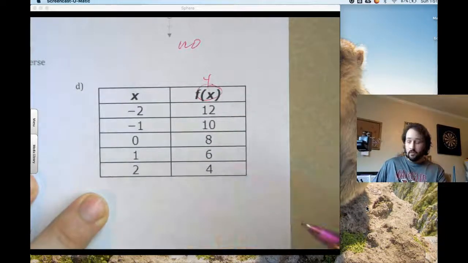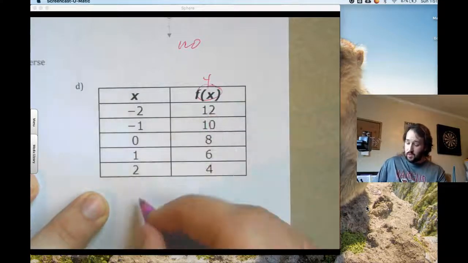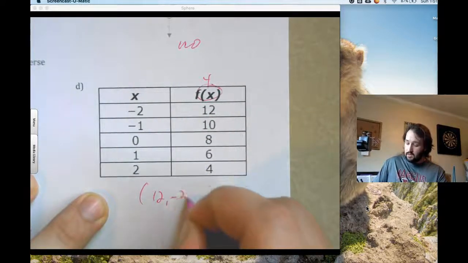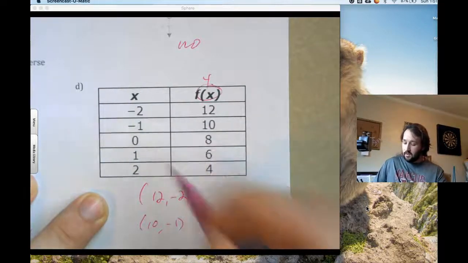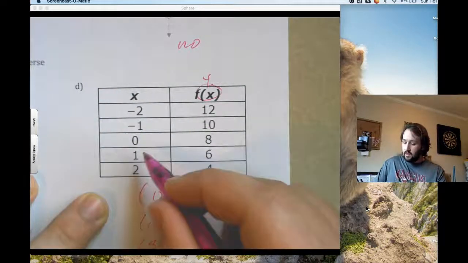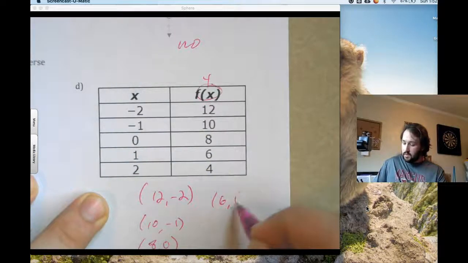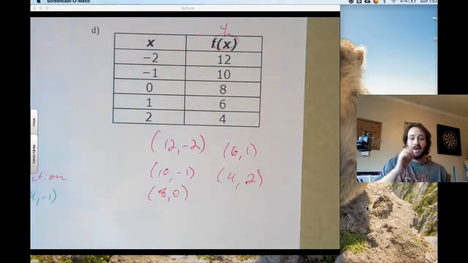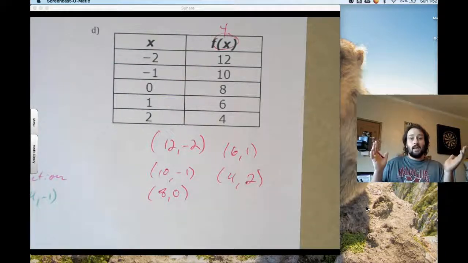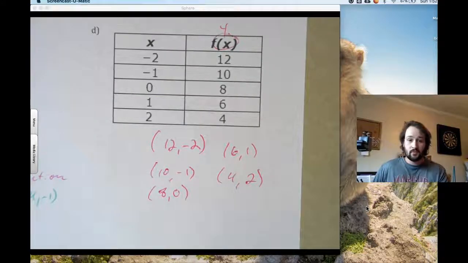So to state three coordinates, this is just switching the x and y, so you could have like 12, -2. You could have 10, -1. You could have 8, 0. You could have 6, 1. You could have 4, 2. Remember, the inverse functions just switch the x and y exactly where they are. Has to pass the horizontal line test, and they reflect over the line y equals x. Ta-da! That's really all there is as far as graphing inverse functions, so short, sweet, to the point.